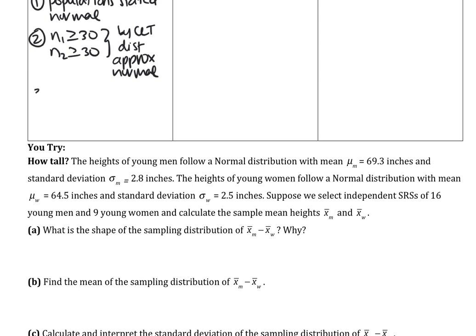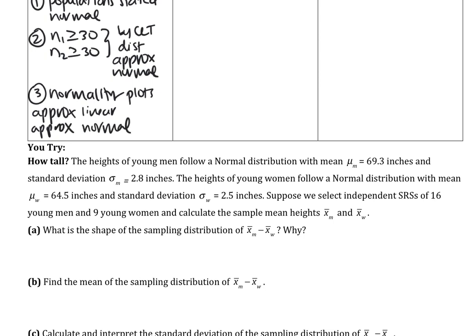And if that doesn't work, option 3, we look at those normality plots, and this is only if we have raw data. And they both need to be approximately linear. So the distributions are approximately normal. So just like with proportions, we just check our normality condition to help us know what the shape is. And we have our regular options 1, 2, and 3, but they just need to be met for both samples, both populations.